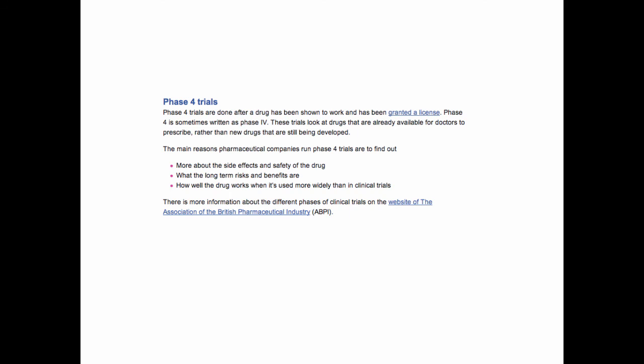This is being given to many, many more people. You can study these over the long term. So what are the long-term risks and benefits, and how well the drug works when it's used more widely than in clinical trials. So that's the extent of the clinical trials that we have, or the clinical trial system that we have here in the U.S.